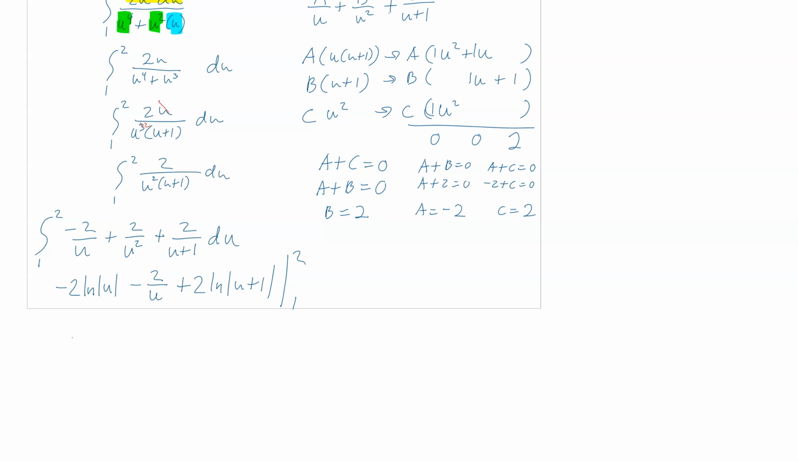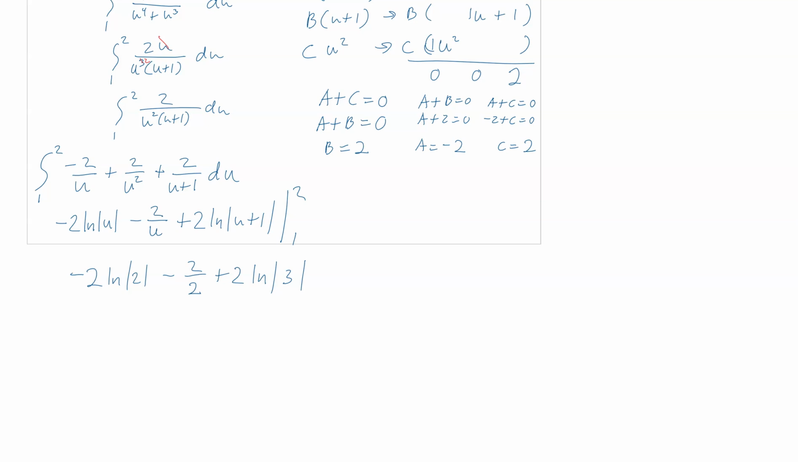All right, so let's do the 2 first. So this is negative 2 natural log of 2 minus 2 over 2 plus 2 ln of 2 plus 1, which is 3. Okay, and then the next one would be 1. So negative 2, positive 2, we're subtracting ln of 1 plus 2 over 1 minus 2 ln of 1 plus 1, which is 2. All right, well, this is 0. It's gone. And then that's negative 1.